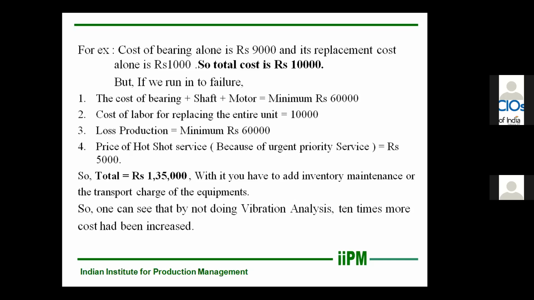Loss of production, because obviously production will be hampered. So let's say minimum 60,000. Price of hot short service, because of urgent priority service, you have to call your people for overtime and what else. It will be around 5,000. So in total 1,35,000, and this will also have extra inventory maintenance or the transport charge of the equipment.